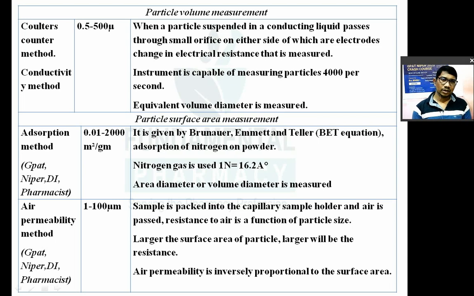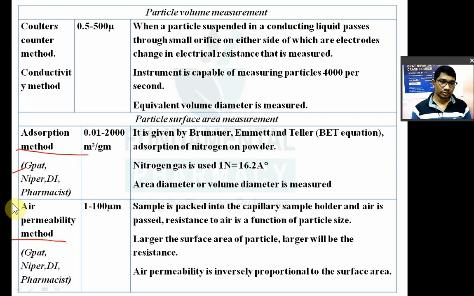Now the Coulter counter method is used for the measurement of particle size and also particle volume. Particle surface area measurement is done by the adsorption method and the air permeability method. A question you get is: the following methods are employed for the measurement of particle surface area. Andreasen pipette method, sorry, adsorption method and air permeability method.